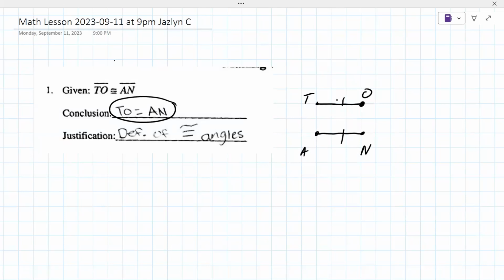You're saying that if they're congruent, that means that they are the same length, which sounds weird. It's like, why do you have to say that? But that's geometry. Congruence is not the same as the same length or the same measure.